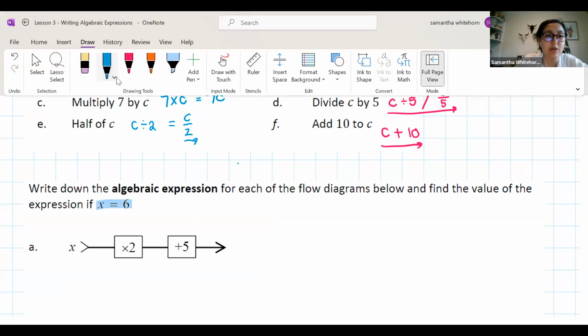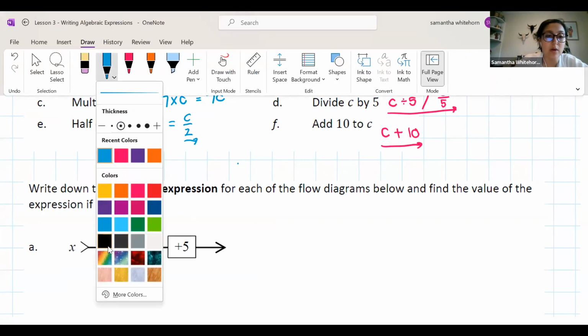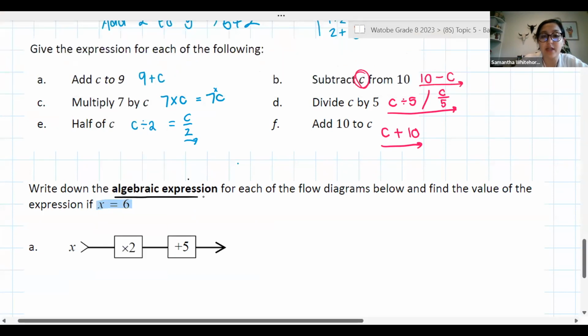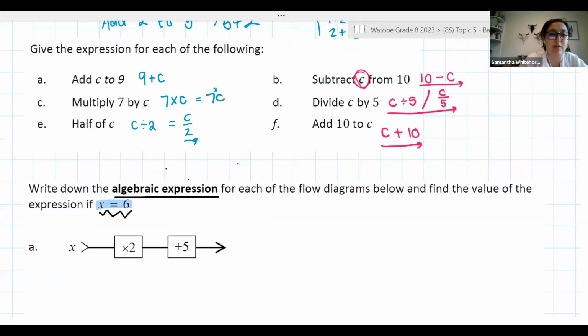So if we have a look at question A here, if we read the instructions, we want to write down an algebraic expression, and then we want to find the value when x equals 6. So this is almost a two-part question. We've got part A and we've got part B. So let's start with part A.